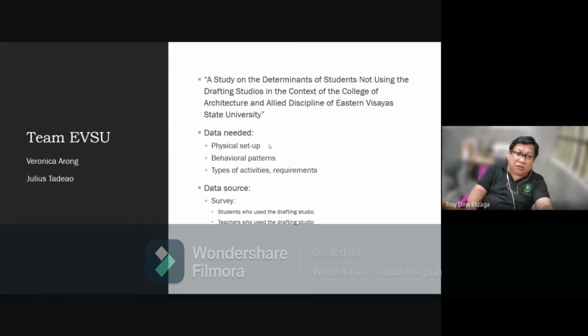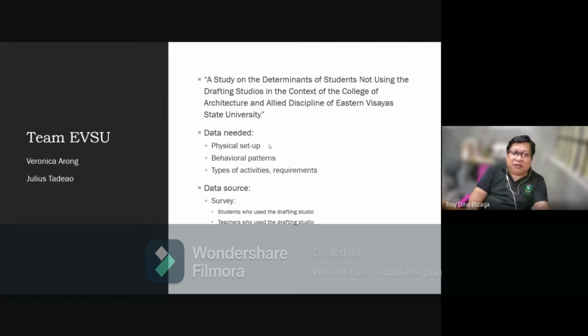Team EPSU was not also able to present. But then I decided to just write my thoughts here. A study on the determinants of students not using the drafting studios in the context of the College of Architecture and Allied Discipline of Eastern Visayas State University. So we need to know the physical setup. If there are changes, the changes should be documented. I don't know if part of your plan is to compare the old setup with the new one. If it is, then you should include the physical setup of the old one.